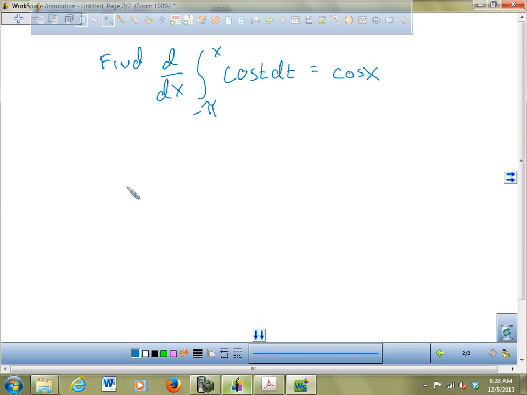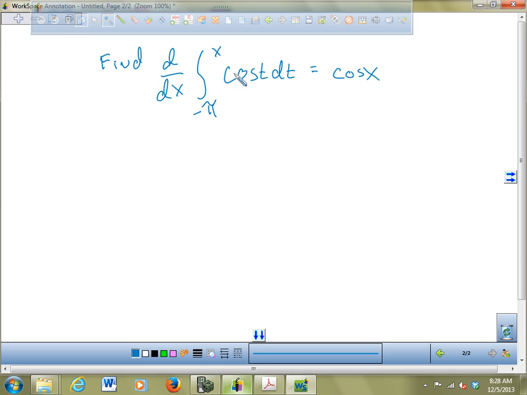How did I get it? That's what the first fundamental theorem says. It says if you want to evaluate this function at x, the derivative of the antiderivative, all it is this. So all you have to do is plug in that x for the t. That's all you have to do. Now, where does that come from?